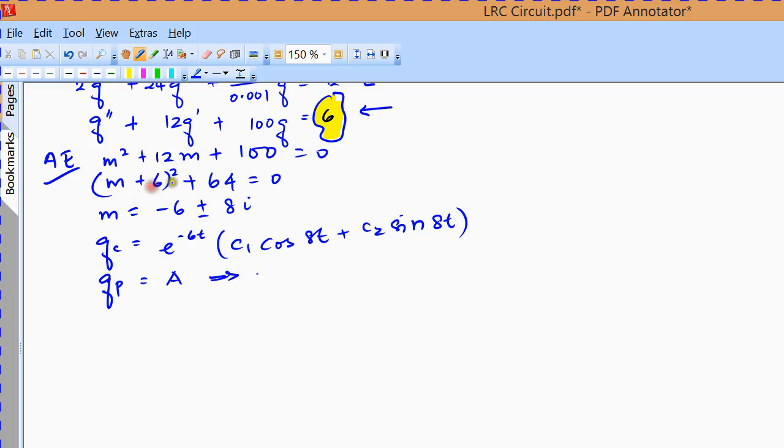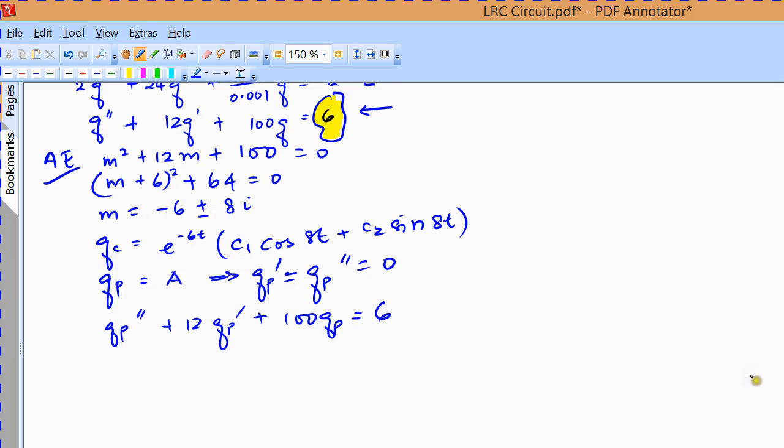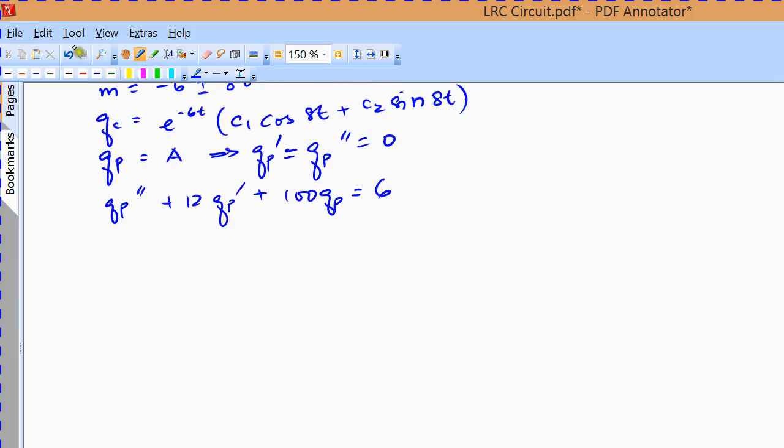So then we get Q_P prime equals Q_P double prime equals 0, and we substitute these into the differential equation. And so we get these two are 0, and so 100A is equal to 6, and so A is 3 over 50.